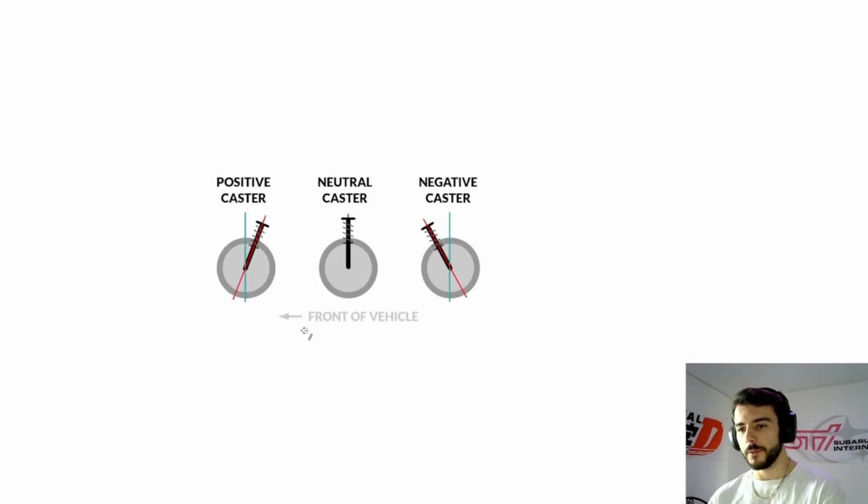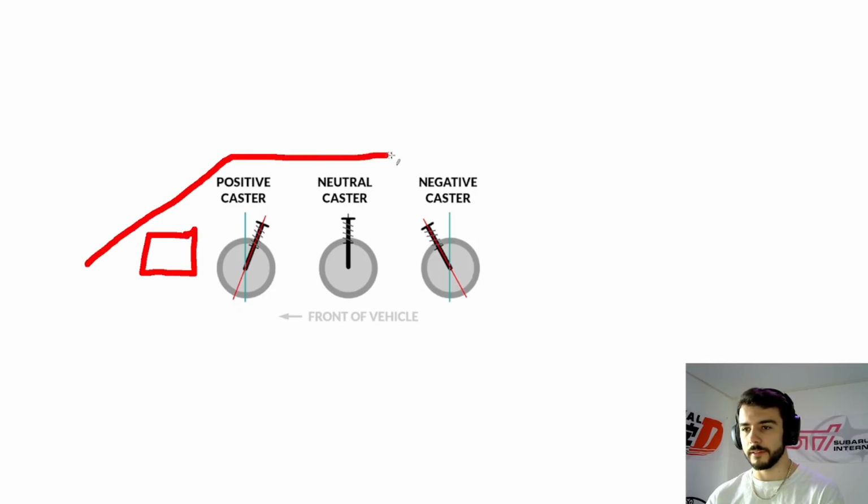So in this diagram, the front of the vehicle is towards the left. So just to help with that, I'll draw a little engine here. So you can imagine that we've got like a little car that's going on here.